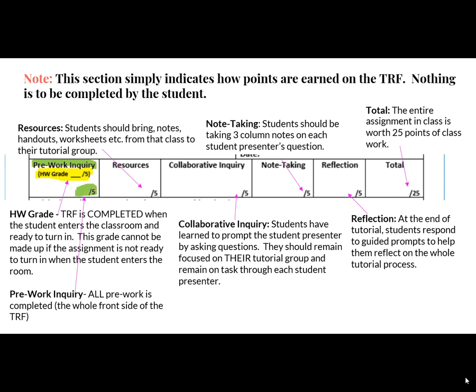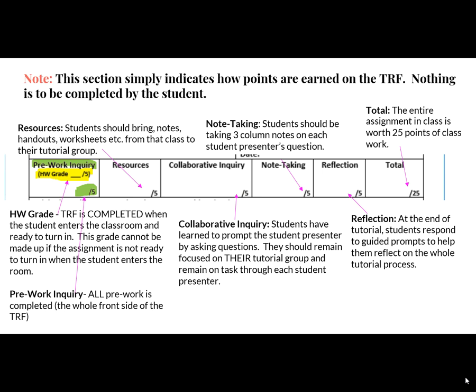Next is the resources. Students should always bring their notes and handouts, worksheets from the particular class to tutorial group. This is so that they can reference anything that they have, but also when there are other student presenters, they have resources to support other questions as well.